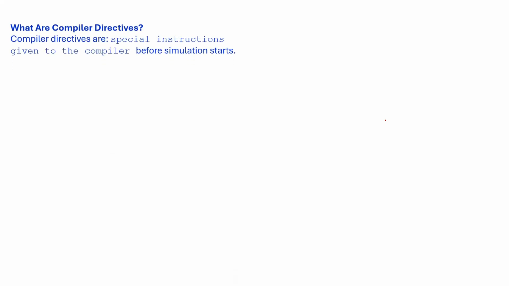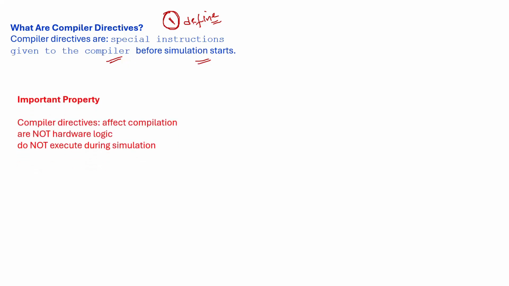I told you compiler directives are special instructions given to the compiler before simulation starts. Whenever you want to start the simulation, at that time these compiler directives take place. Like `define, where the keyword is called tick. This tick goes before the variable name, as in `define. It defines all the variables. After compilation, it is not in the hardware logic and does not execute during the simulation.